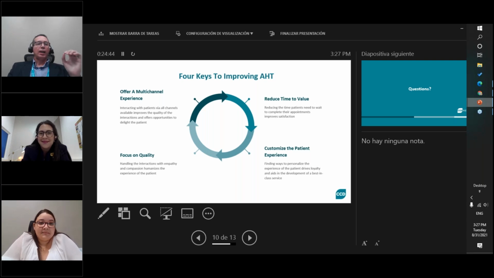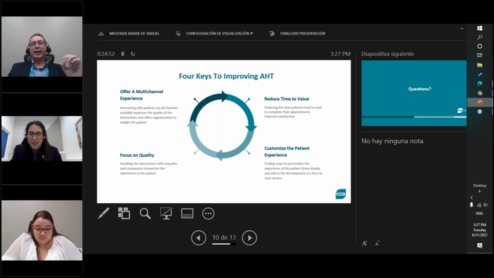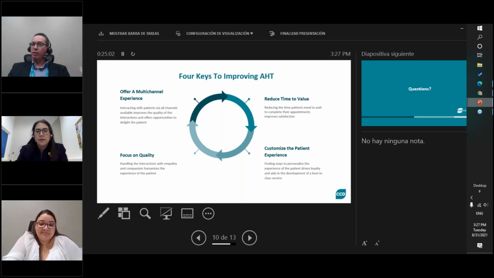Absolutely. And finally, but not without importance, we get to the customization part of the experience. Customization is something that has disrupted entire industries, and contact centers won't be the exception. We may not be entirely there yet, but as AI and machine learning become more of the norm and less the exception, contact centers will be forced to evolve and adapt.